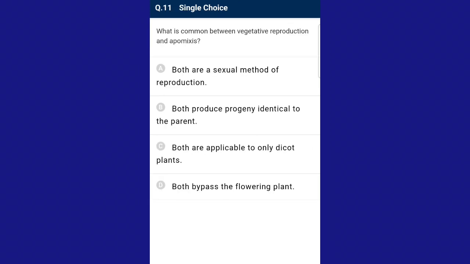Number 11. What is common between vegetative reproduction and apomixis? Both vegetative reproduction and apomixis produce progeny identical to the parent. They seem to be the same. Both involve getting a clone of the parent plant. One is limited to the production of seeds, plantlets from the reproductive structure without the need for fertilization to occur. The other is simply dividing a plant into two or more parts or generating a new plant from something other than seed. So the answer is option B.